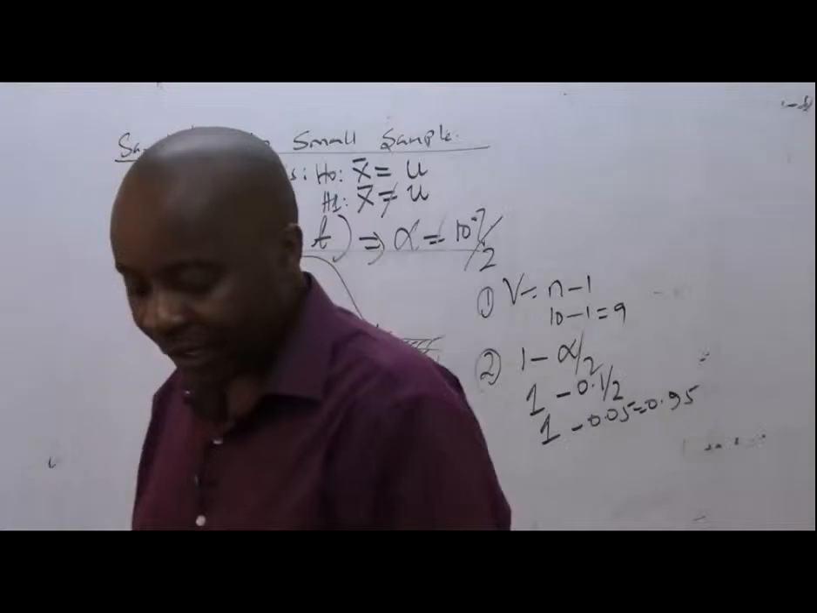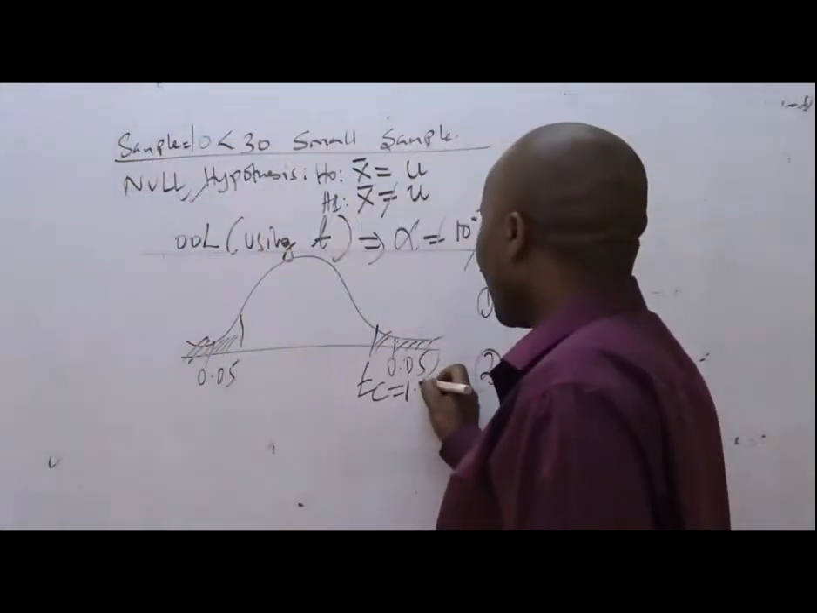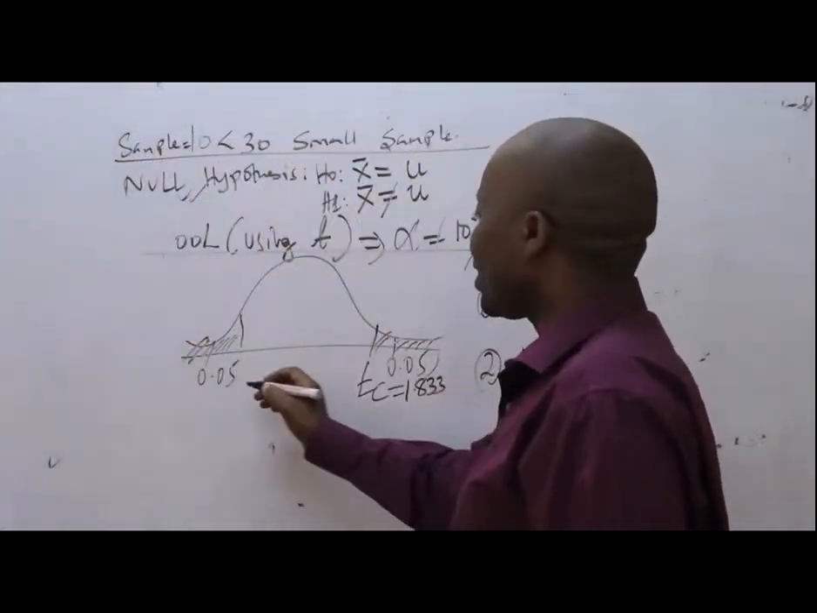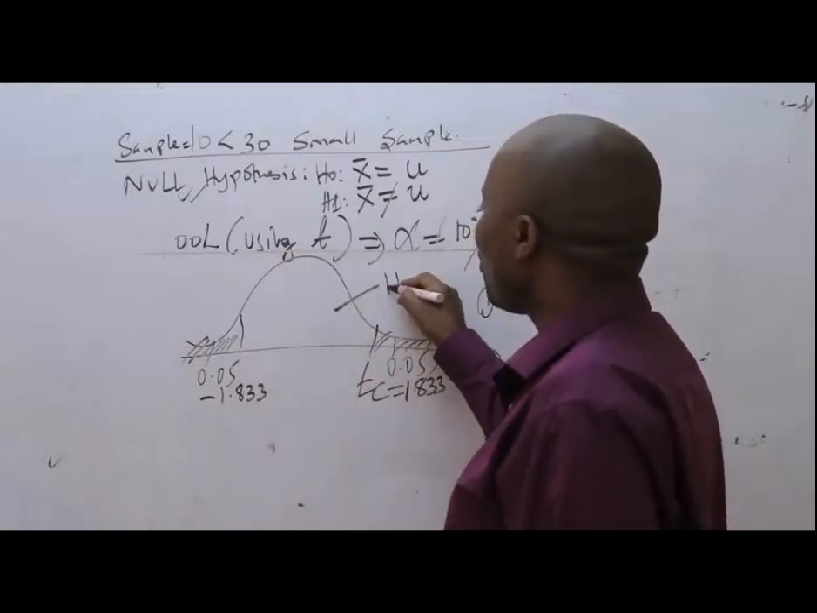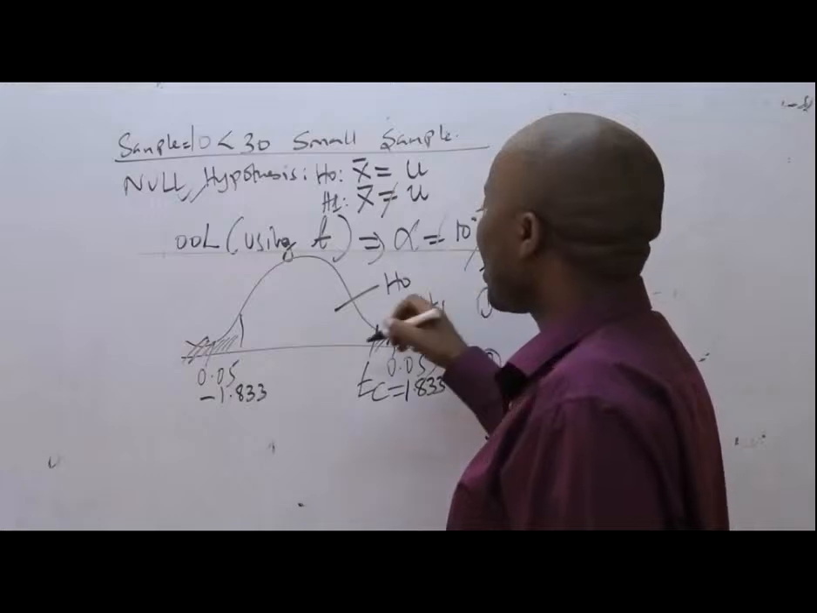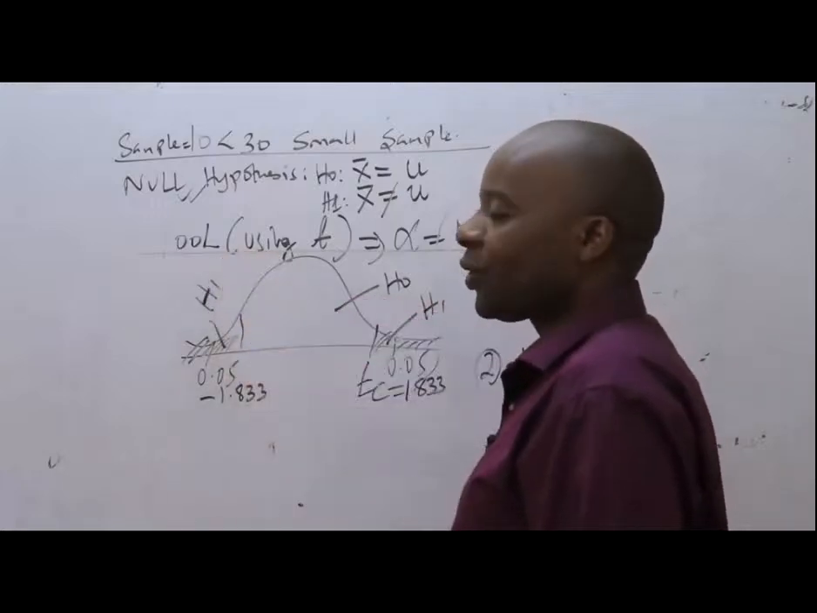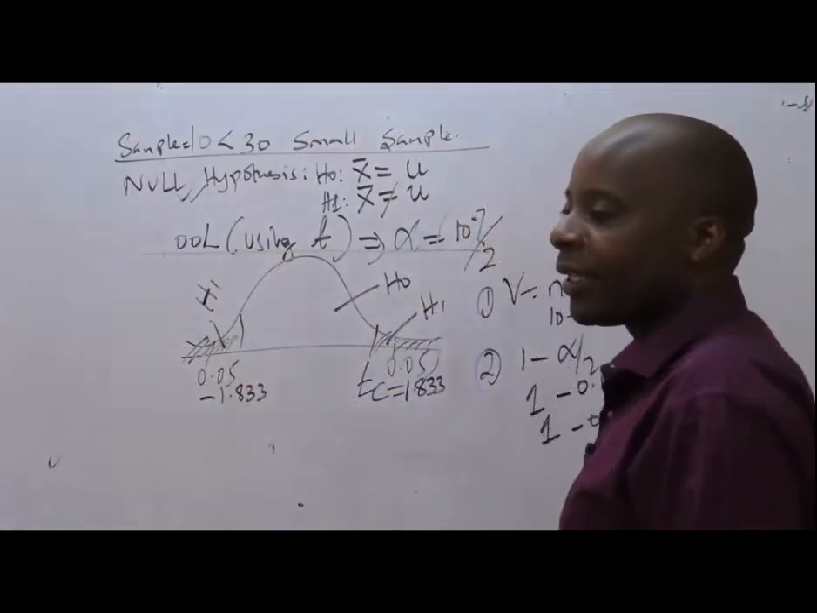So this should be 1.833 positive, and on the other side it will be minus 1.833. Now they know that the unshaded is always at 0. The shaded regions are always what? Alternatives. They're H1s.